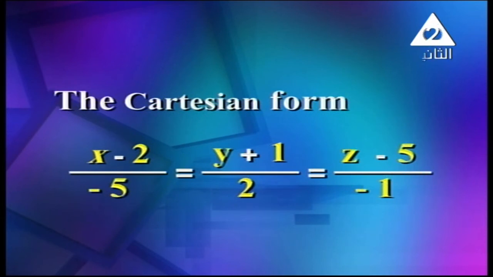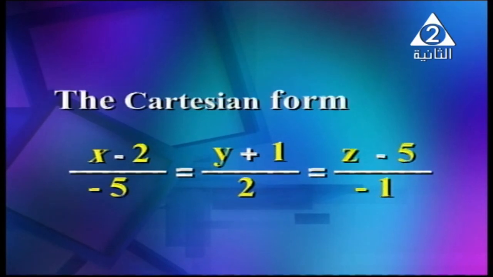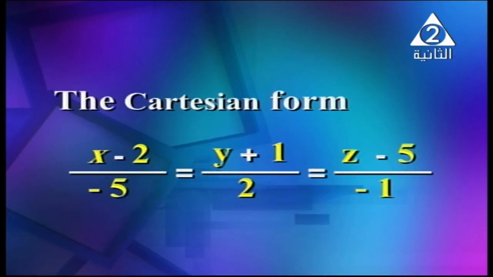We have 3 different forms of the equation of a straight line. The first is called the vector form. The second is called the parametric form. The third is called the Cartesian form. These are 3 equations of a straight line. We know that, my dear student, the Cartesian form is x minus 2 over negative 5 equals y plus 1 over 2 equals z minus 5 over negative 1. This is the Cartesian form of the equation of a straight line.